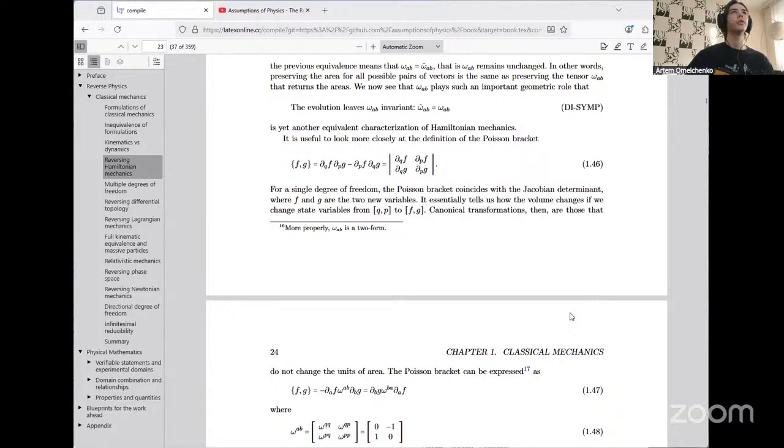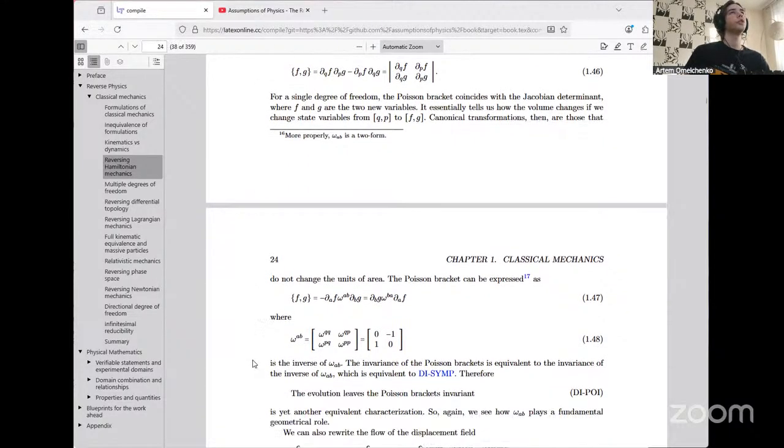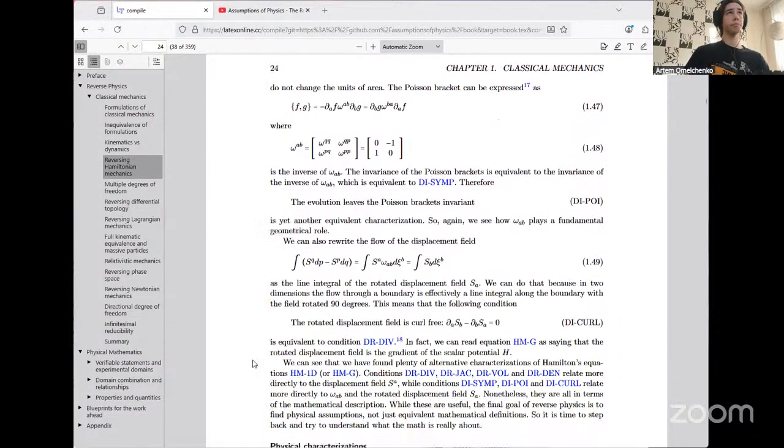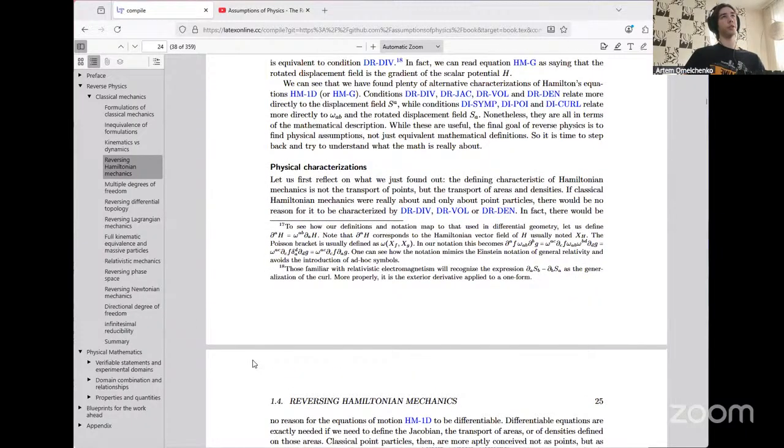Okay, so where were we? We have the definition of the Poisson bracket, and for a single degree of freedom, the Poisson bracket coincides with the Jacobian determinant, where f and g are the two new variables. It essentially tells us how the volume changes if we change state variables from QP to f and g. Canonical transformations then are those that do not change the units of area. The Poisson bracket can be expressed, and footnote 17 is to see how our definitions and notation map to those used in differential geometry.